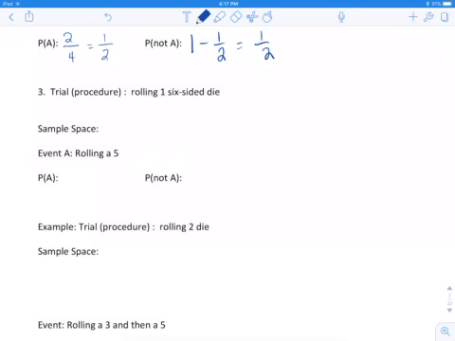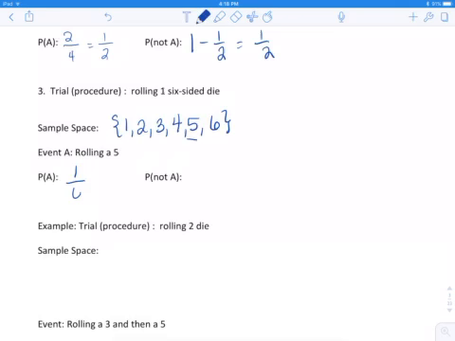Okay, our next procedure is rolling a 6-sided die. So our sample space, you could get a 1, 2, 3, 4, 5, or 6. So event A is rolling a 5. So here we're saying, what's the probability that we get a 5? Now there's just one way to get a 5 out of 6 possible rolls. So that means the probability of not rolling a 5 would be 1 minus 1/6, or 5/6.